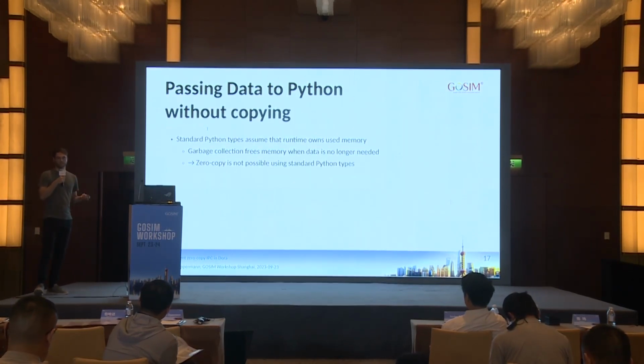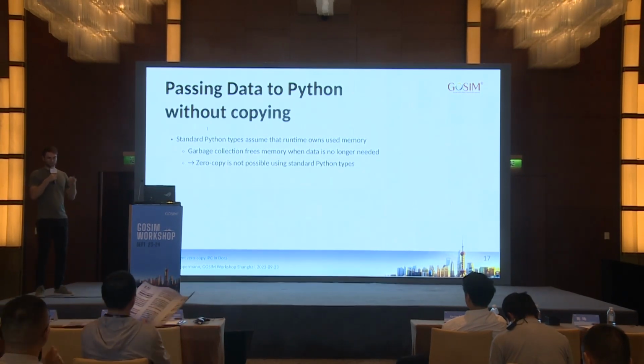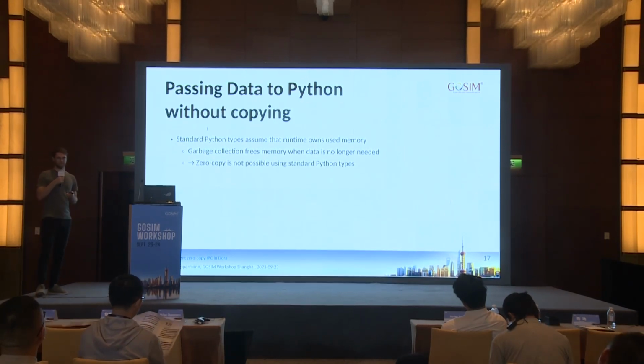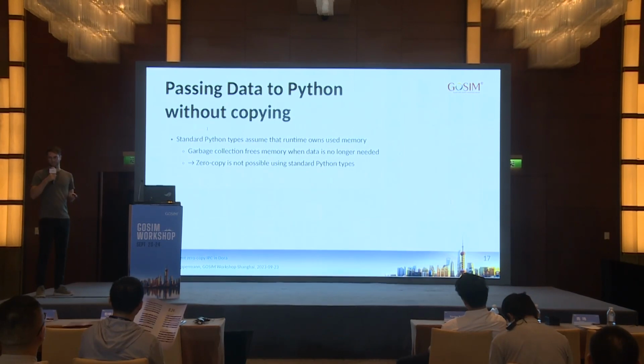The fundamental issue is that the standard Python types assume that the memory is owned by the Python garbage collector. The garbage collector is typically responsible for freeing memory when the data is no longer needed, and the standard Python types are kind of hard-coded to use it. So it's not possible to use zero copy together with the standard Python types.